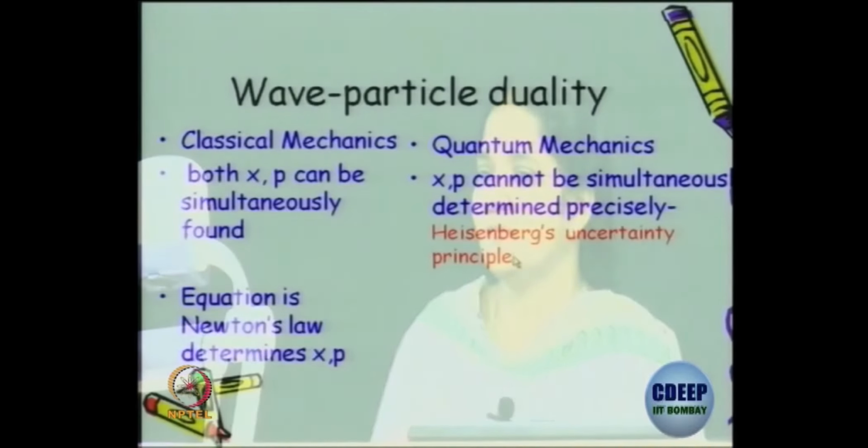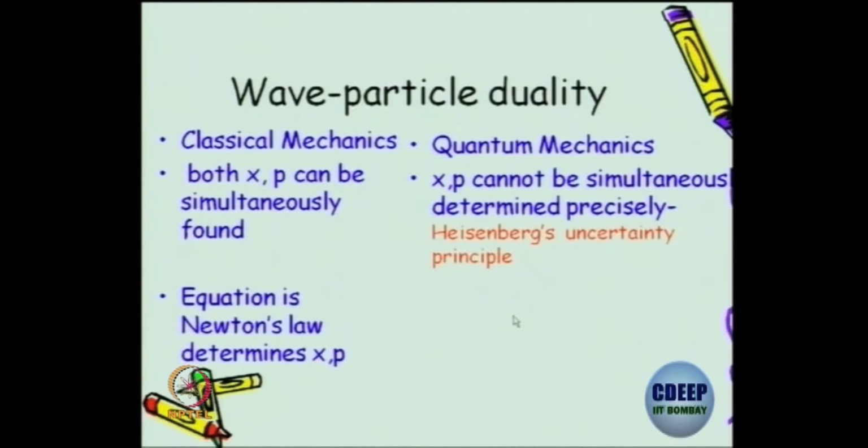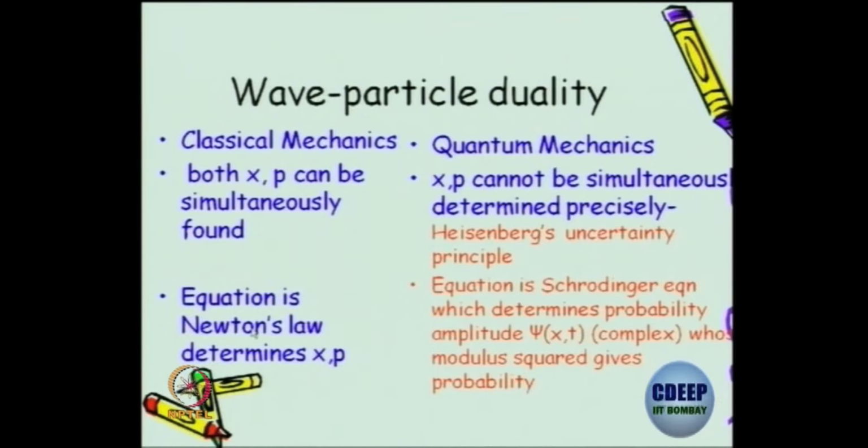So x and p cannot be simultaneously determined is one of the core important things which I have tried motivating from the earlier slides. And this is something which you all mechanically learn in your earlier courses, which is the famous Heisenberg's uncertainty principle, that position and momentum cannot be precisely measured. Is that right? So here the equation is Newton's law in classical mechanics.